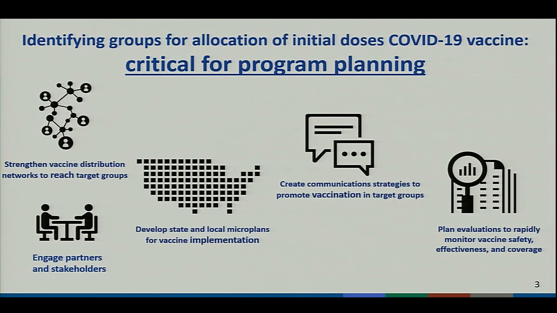It's clear that identifying groups for allocation of initial doses of vaccine is critical for program planning at this juncture. I'd like to take a moment to call out at a high level all the areas of the vaccine system that will use this information. For example, we can strengthen vaccine distribution networks to reach target groups, and of course engage the key partners and stakeholders in order to accomplish that. We need to develop state and local microplans to develop communication strategies, and importantly, we need to enhance systems to rapidly monitor vaccine safety, effectiveness, and coverage. Next.